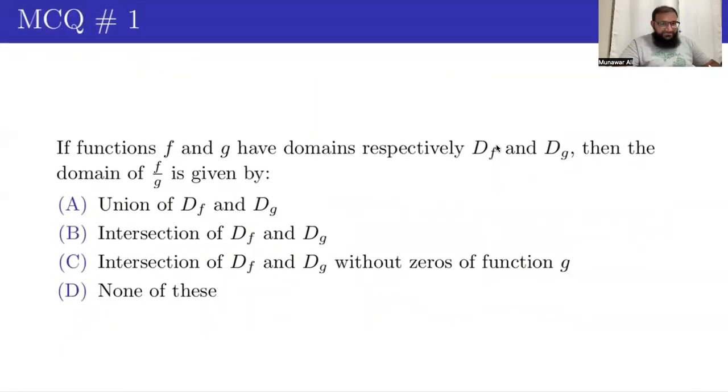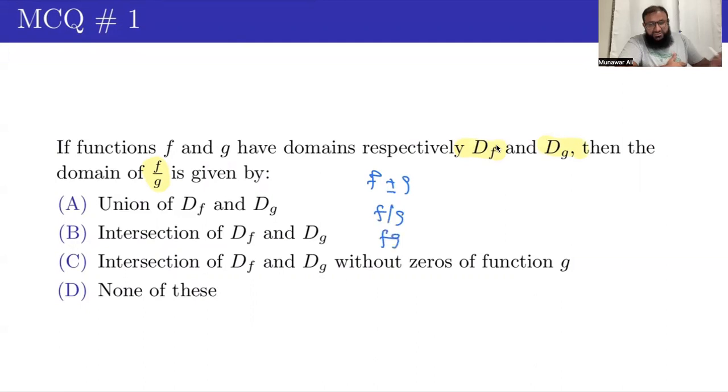The first question is, if functions f and g have domains df and dg respectively, then what is the domain of f over g? So whenever you are finding the domain of f plus g or f minus g or f multiplied by g or f divided by g, you are always supposed to take the intersection, not the union. You are always to take the domain which is the intersection of both of these domains.